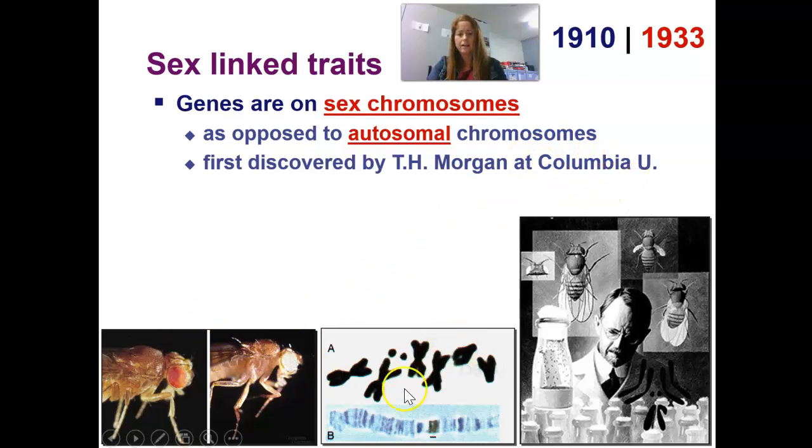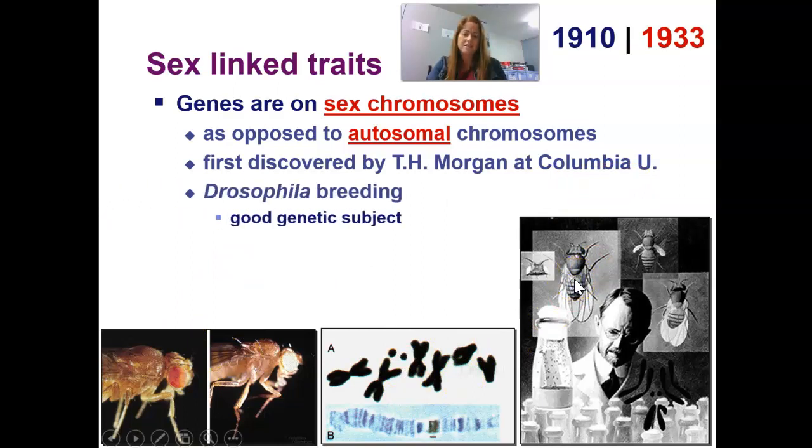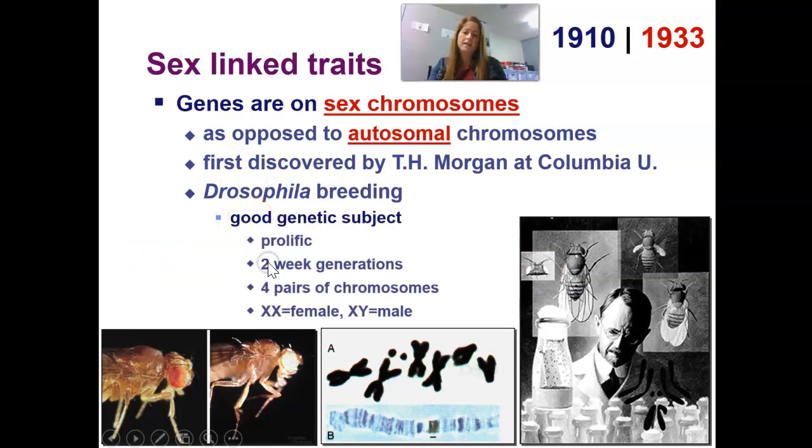Fruit flies are really common genetic subjects because they have a really fast breeding time. They're called Drosophila melanogaster, and they have 2-week generations. They have 4 pairs of chromosomes. They're XX female and XY male, similar to humans. In lots of genetics courses that you might take in uni, you would do some work with fruit flies to learn this sort of thing.